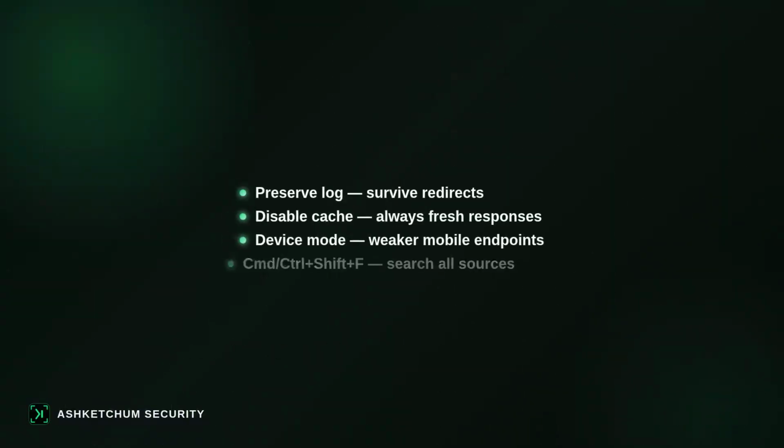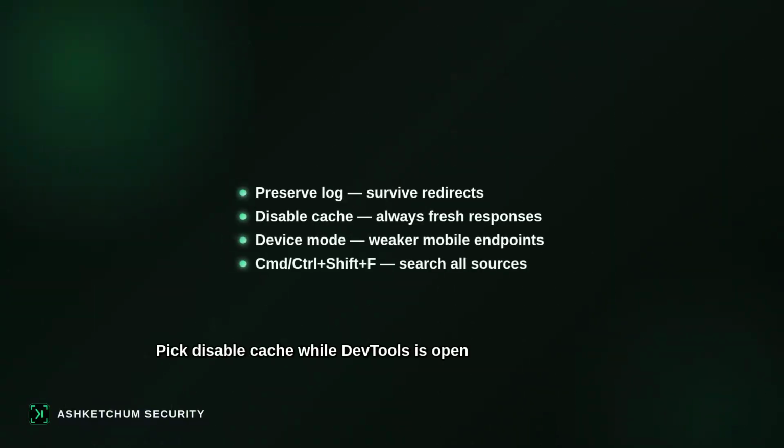4 quick tips that make DevTools far more powerful. 1. Turn on preserve log in the network tab, so requests survive a page redirect and don't vanish. 2. Pick disable cache while DevTools is open so you always see fresh responses. 3. Use the device toolbar to load the mobile version of a site, which sometimes exposes different, weaker endpoints. And 4. Get comfortable with search across all sources. Command-Shift-F is the single fastest way to find secrets.